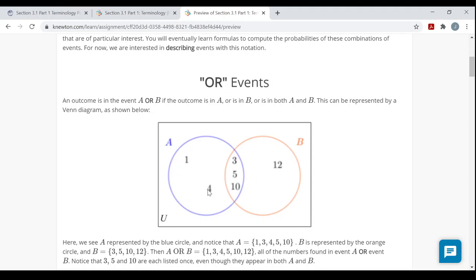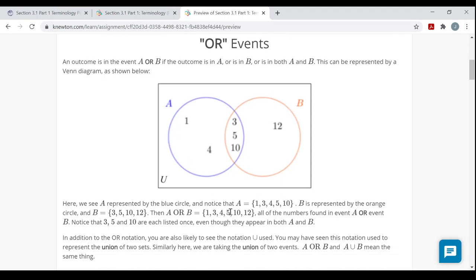So 1, 4, 3, 5, 10 are in event A. 12, 3, 5, 10 are all in event B. This is called the union, by the way. If you talk about the event A or B, it includes everything that's in event A or in event B or both. So 1, 4, 3, 5, 10, and 12 would all belong to the event A or B. I'll explain it again here.